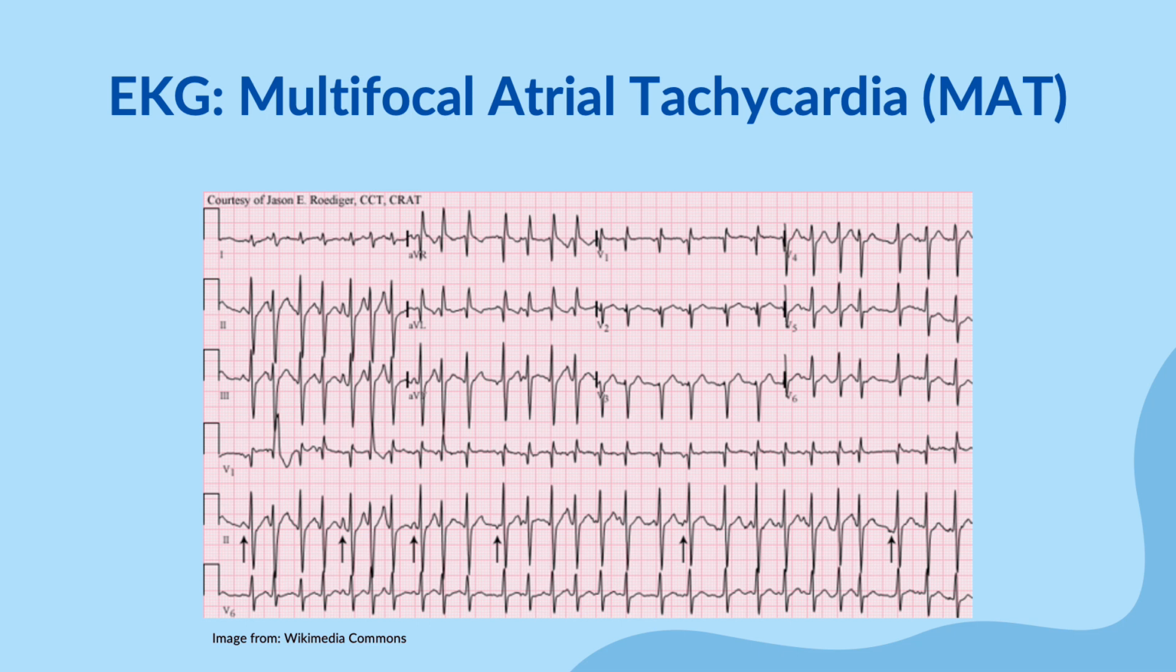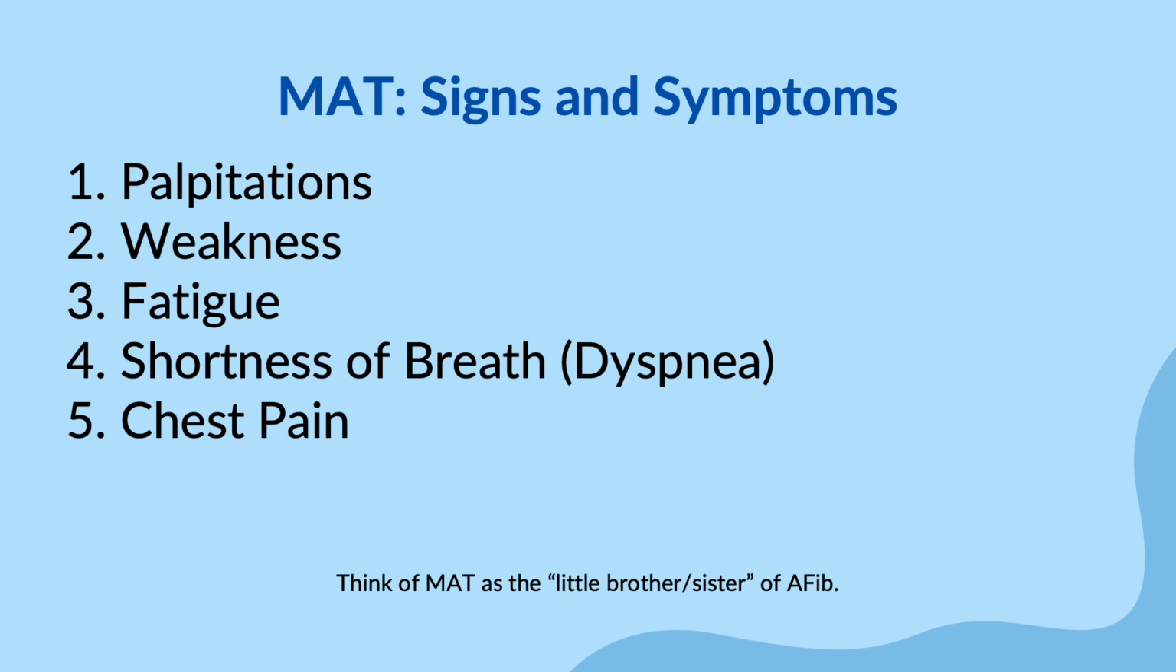However, in multifocal atrial tachycardia, the irregular P-wave shapes indicate that the atria are contracting in an uncoordinated manner from multiple ectopic foci. In terms of symptoms, individuals with multifocal atrial tachycardia may experience palpitations or a noticeable fluttering or racing sensation in their chest. They may also experience shortness of breath, fatigue, and chest pain.